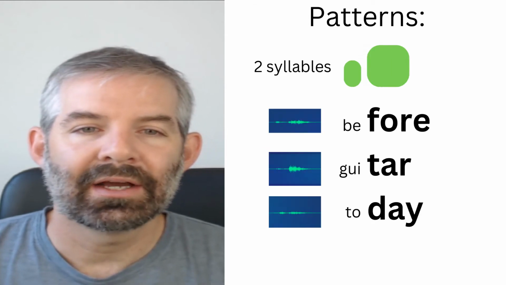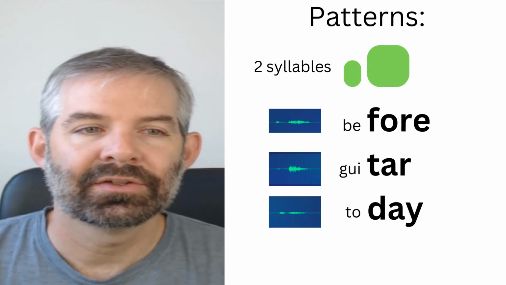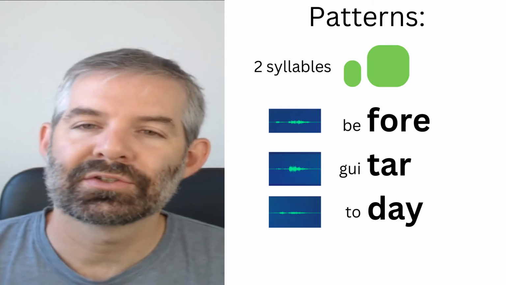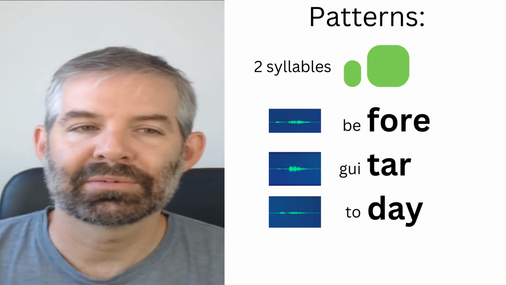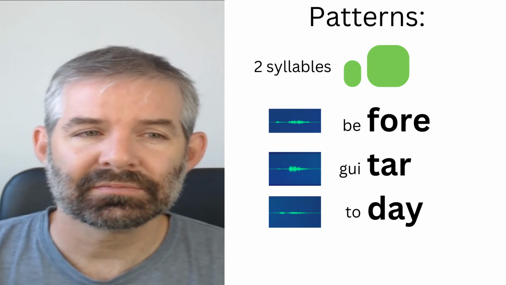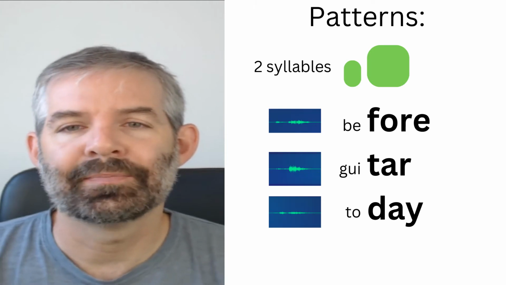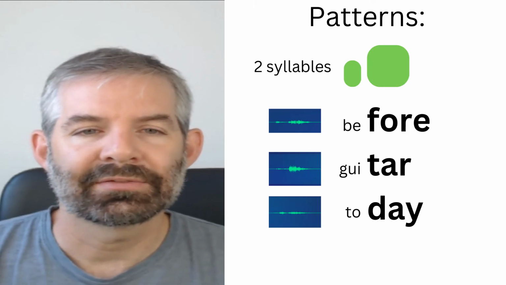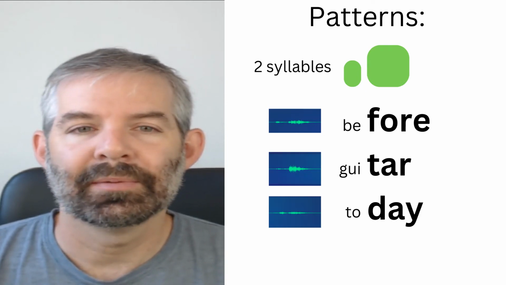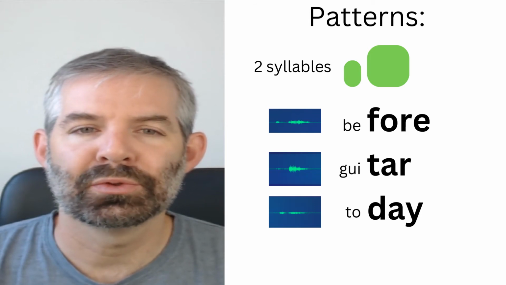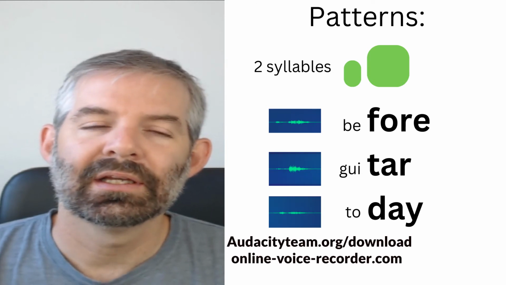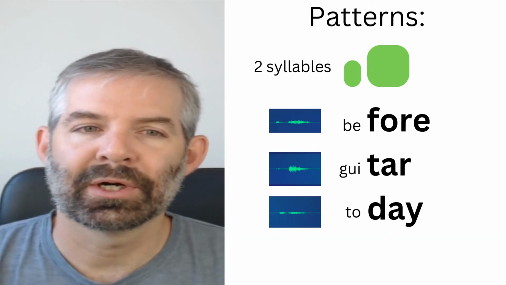Okay. Now, if we change that pattern to having an unstressed syllable on the first one and a loud stressed syllable on the second, we would get examples like before, guitar, today. And also notice the audio graph. That should help you see the length as well. I would recommend some tools like Audacity or an online voice recorder. I'll put those in the description here so you can try those out as well.